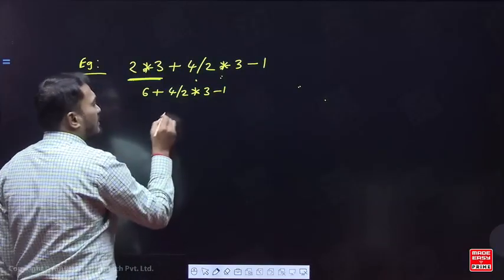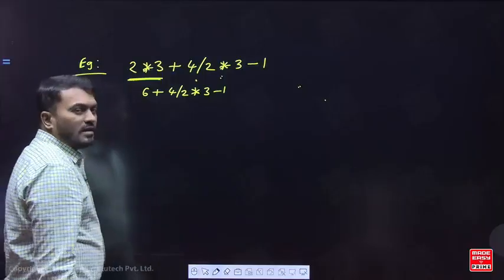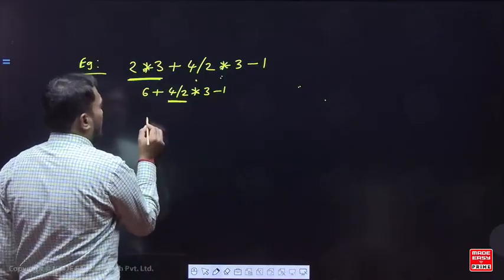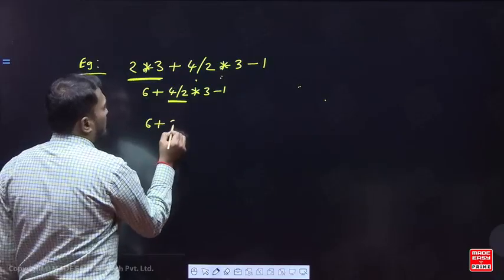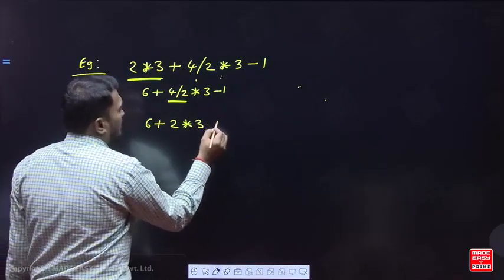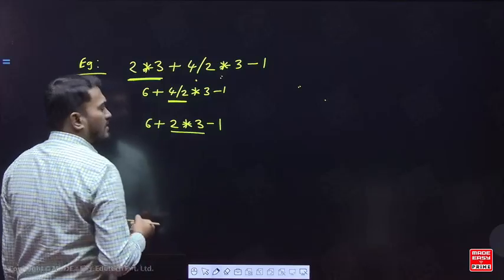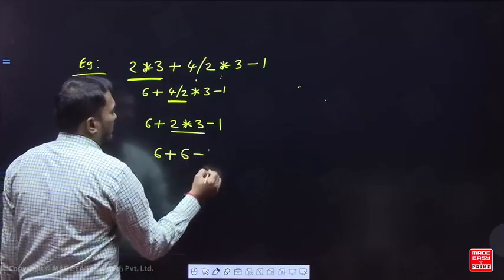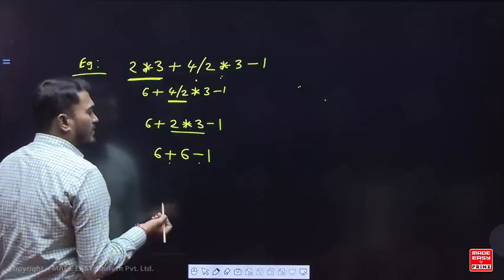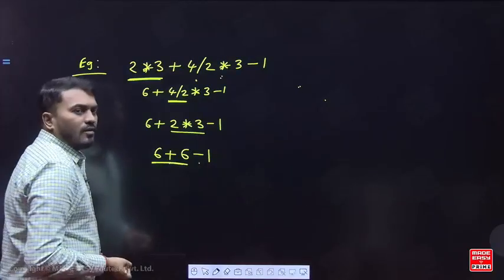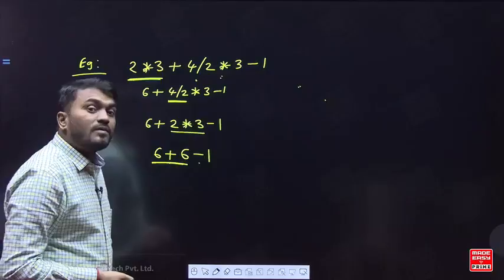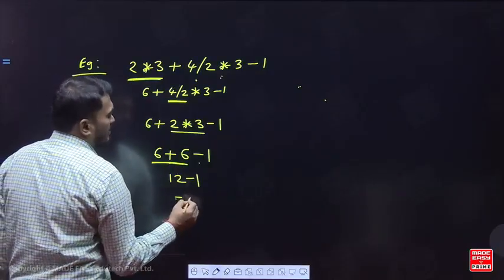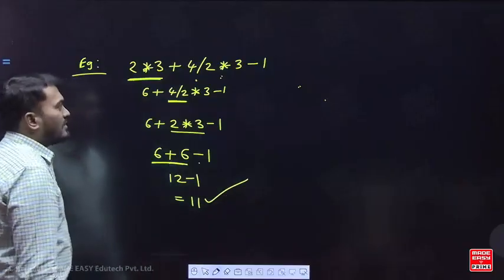Next, division and multiplication both have the same precedence, associativity left to right. So 4 divided by 2 is 2. So 6 plus 2 multiply with 3 minus 1. Next, multiplication has high precedence, so 2 into 3 is 6. So 6 plus 6 minus 1. Plus and minus both have the same precedence, so which one do we evaluate first? Plus, because of left to right associativity. 6 plus 6 is 12, 12 minus 1 is 11. So 11 is the answer for this expression.